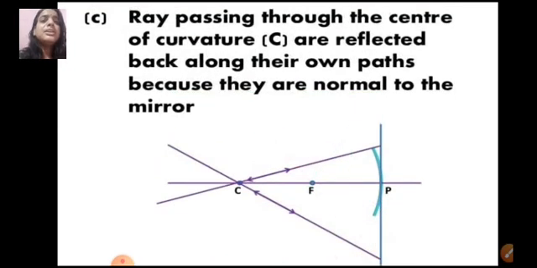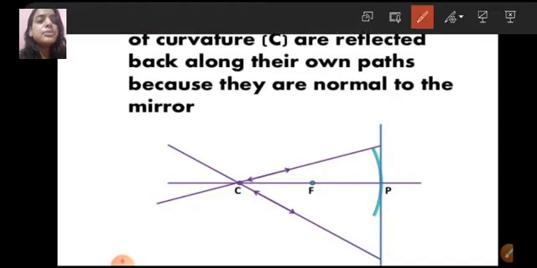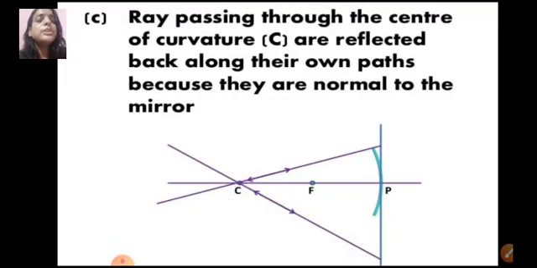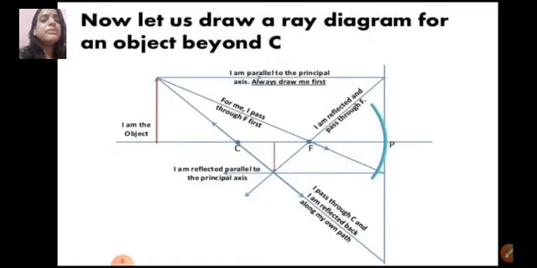Third one, the ray passing through the center of curvature is reflected back along its own path because it is normal to the mirror. So if a ray is passing through the center of curvature, since it is falling at 90 degrees to the surface of the mirror, it will retrace its own path. So these are the three rays that we will be considering whenever we will be drawing ray diagrams.